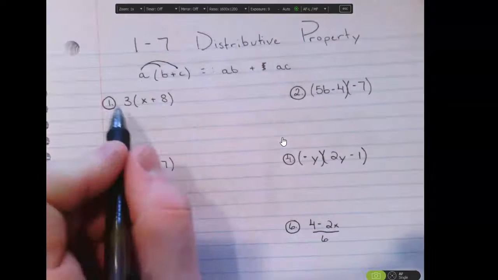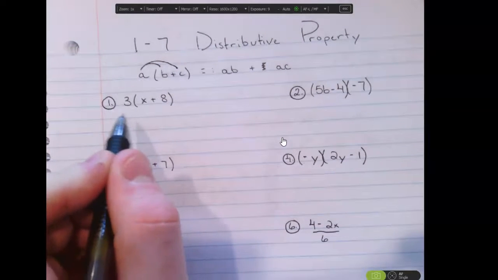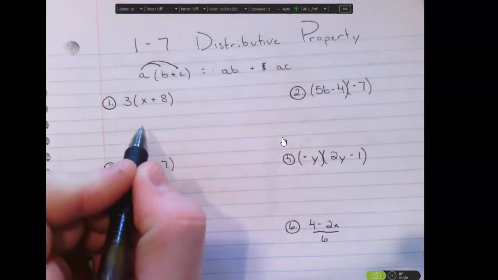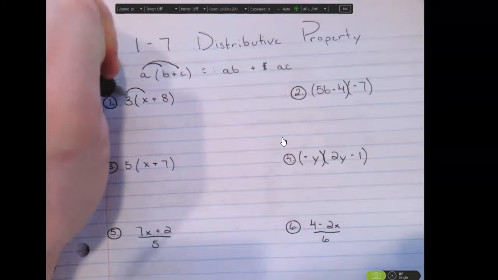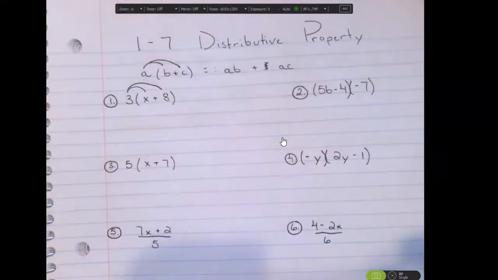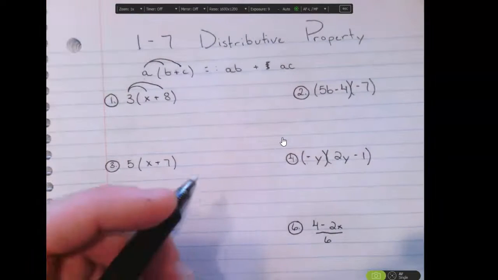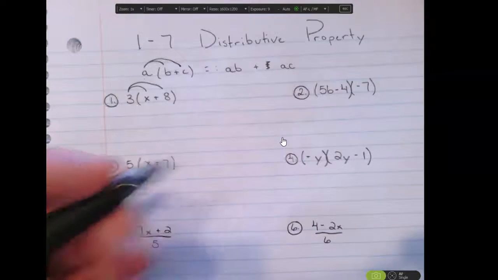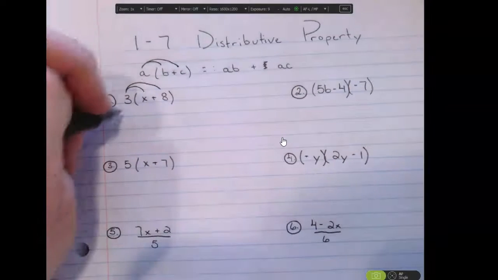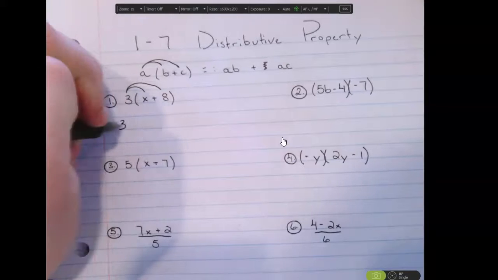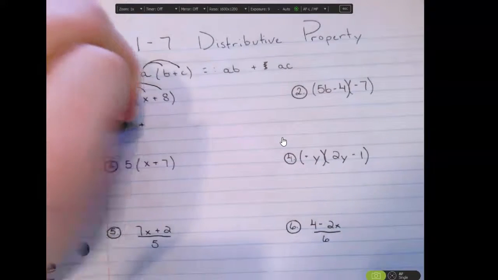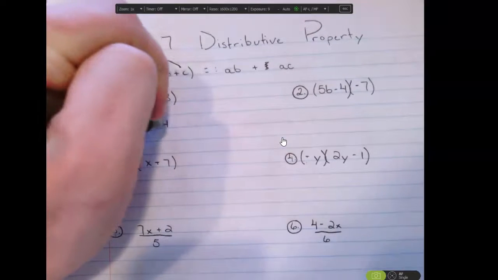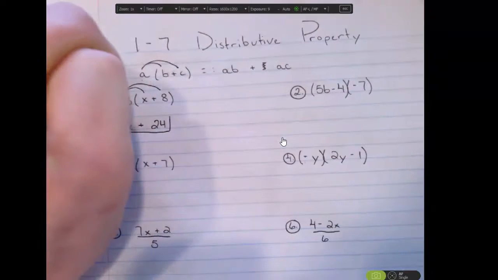So number 1, I've got 3. We would read this as 3 times the quantity x plus 8. To show how this would look, it would mean I'm doing 3 times x and also 3 times 8. So 3 times x is 3x. 3 times 8 is 24.